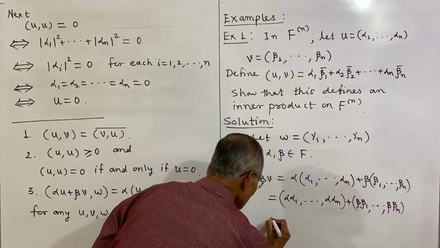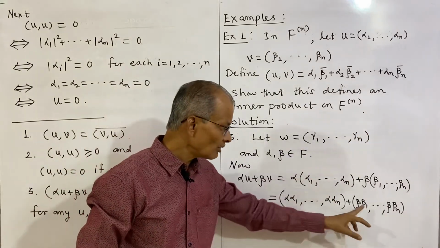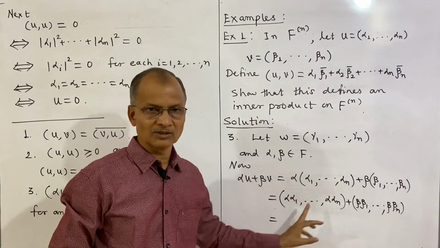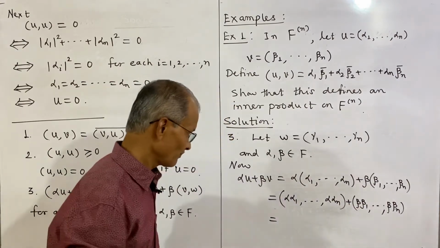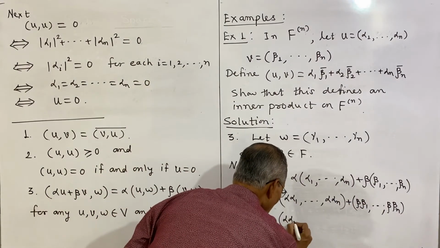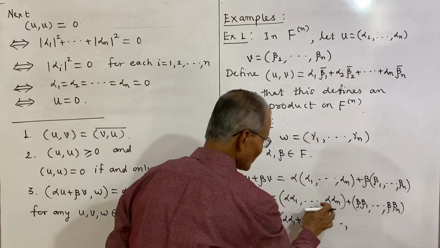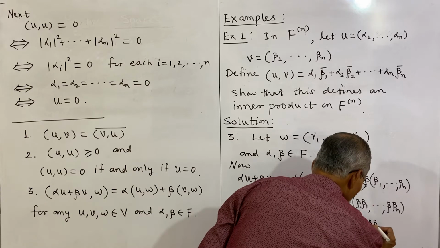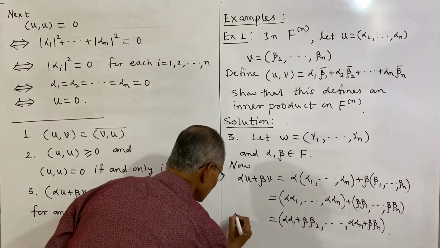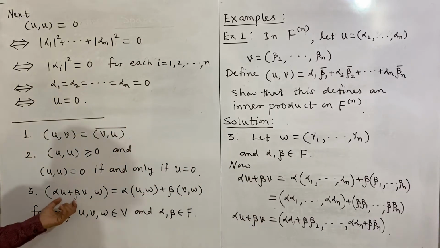This is the scalar multiplication we have. Now addition of these two vectors is component-wise addition, and the first component will be alpha alpha 1 plus beta beta 1, and so on. The last component will be alpha alpha n plus beta beta n. So this is the expression for alpha u plus beta v. First we have obtained this vector. Now we will take its inner product with w.